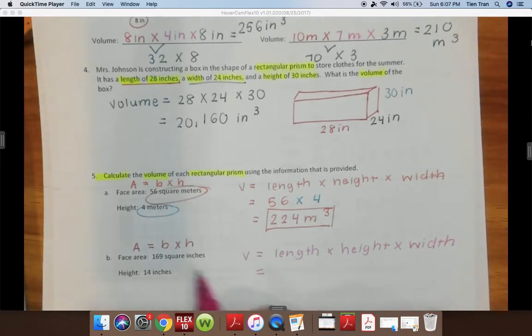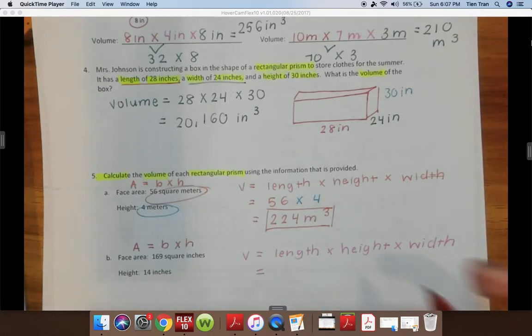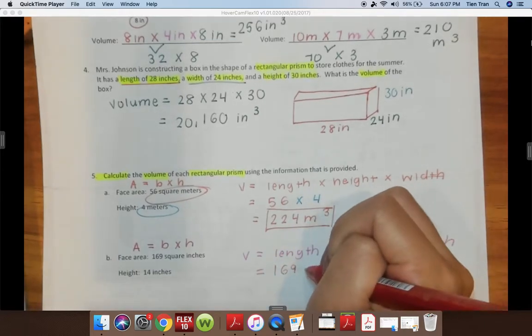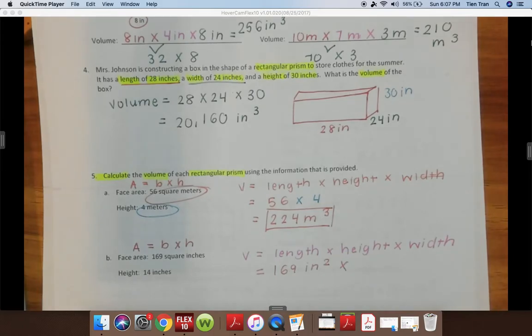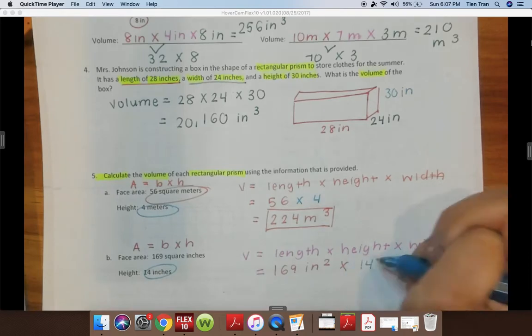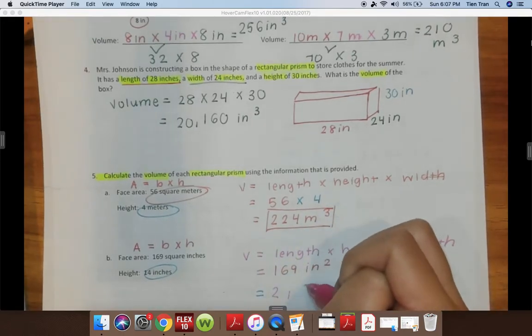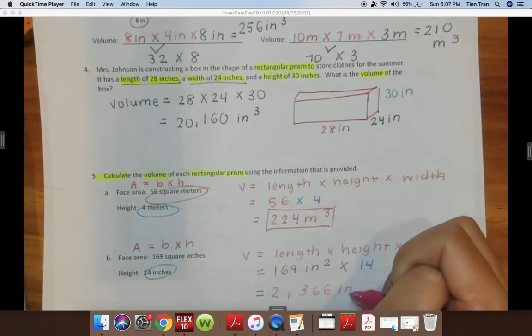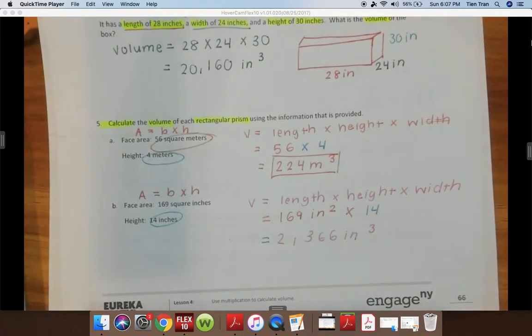Okay, so I already have this number right here, 169 square inches. So I'm going to write that number down, 169 square inches, or inches squared. And I'm multiplying it times 14 because that is my height. And when I multiply those numbers together, I'm going to get 2,366 inches cubed. I'm going to show you how to multiply this one, just in case.